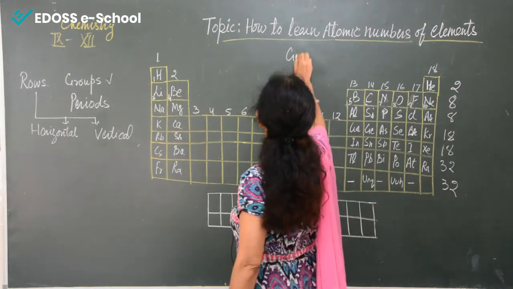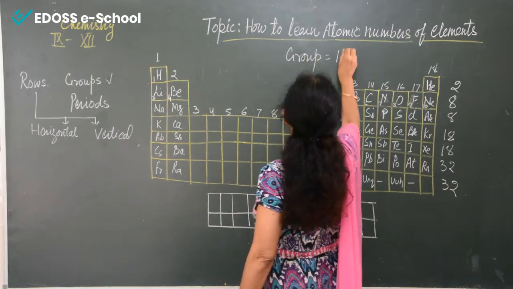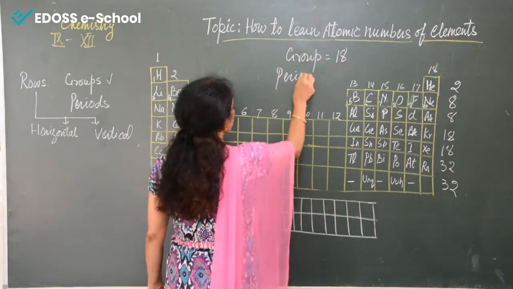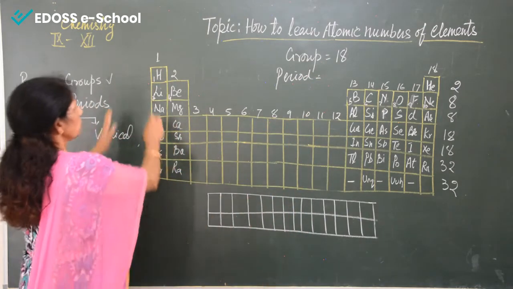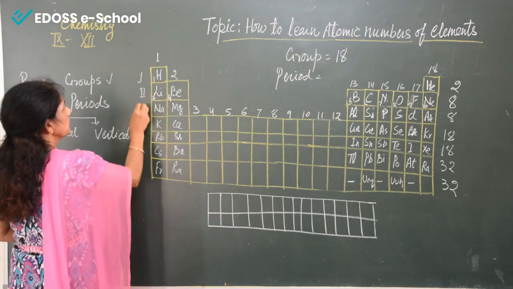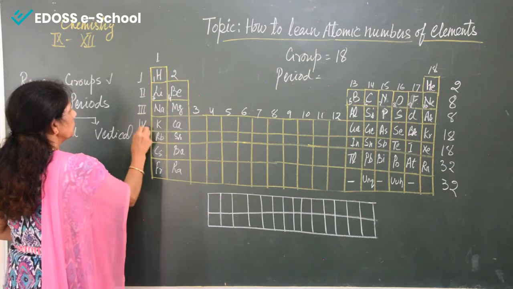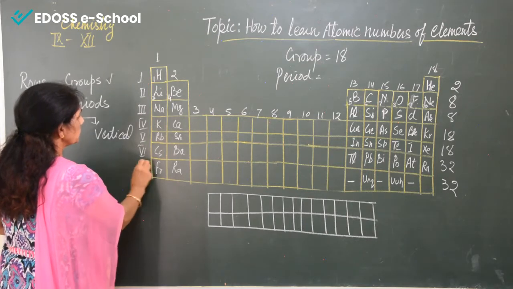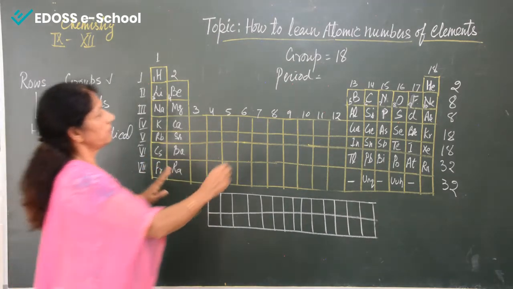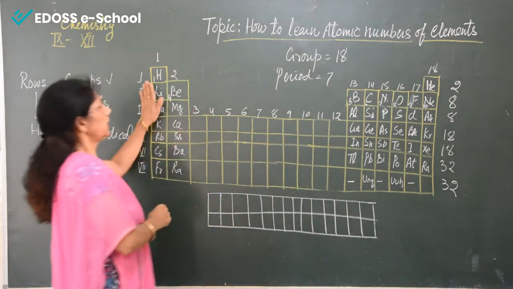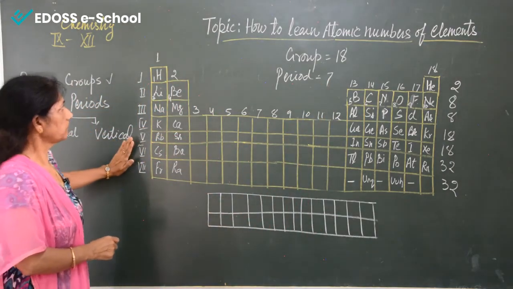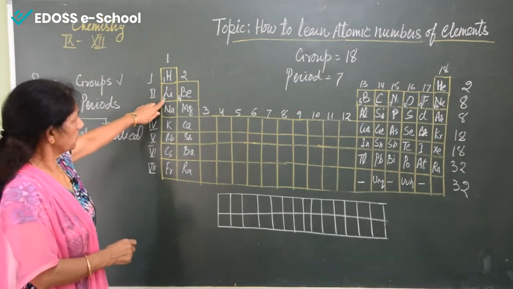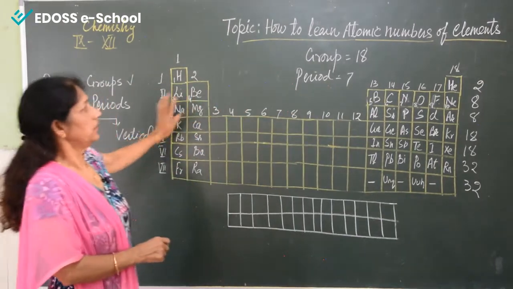We have 18 groups, and these are periods. This is the first period, second period, third period, fourth period, fifth period, sixth period, and this is the seventh period. So we have a total of 7 periods and 18 groups in the periodic table. And the numbers I have written here are the atomic numbers.